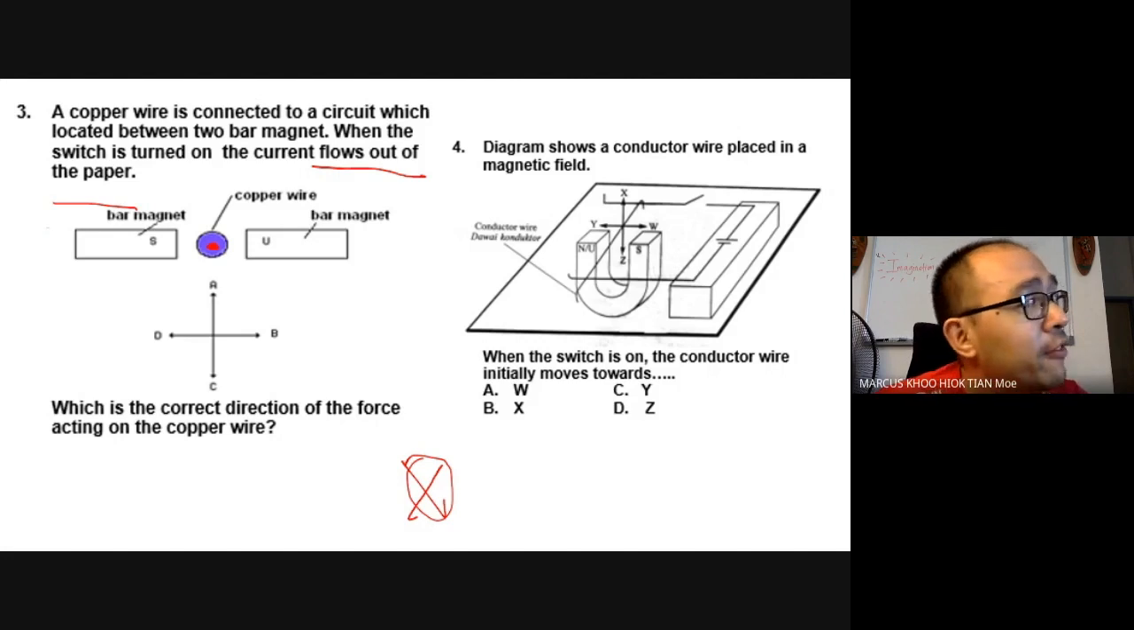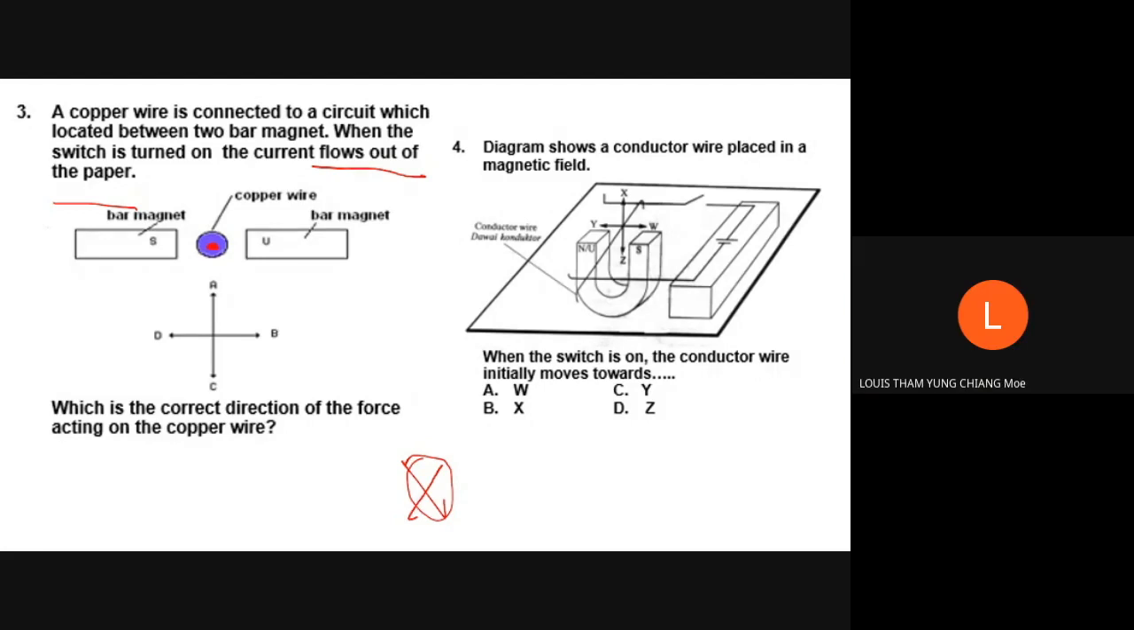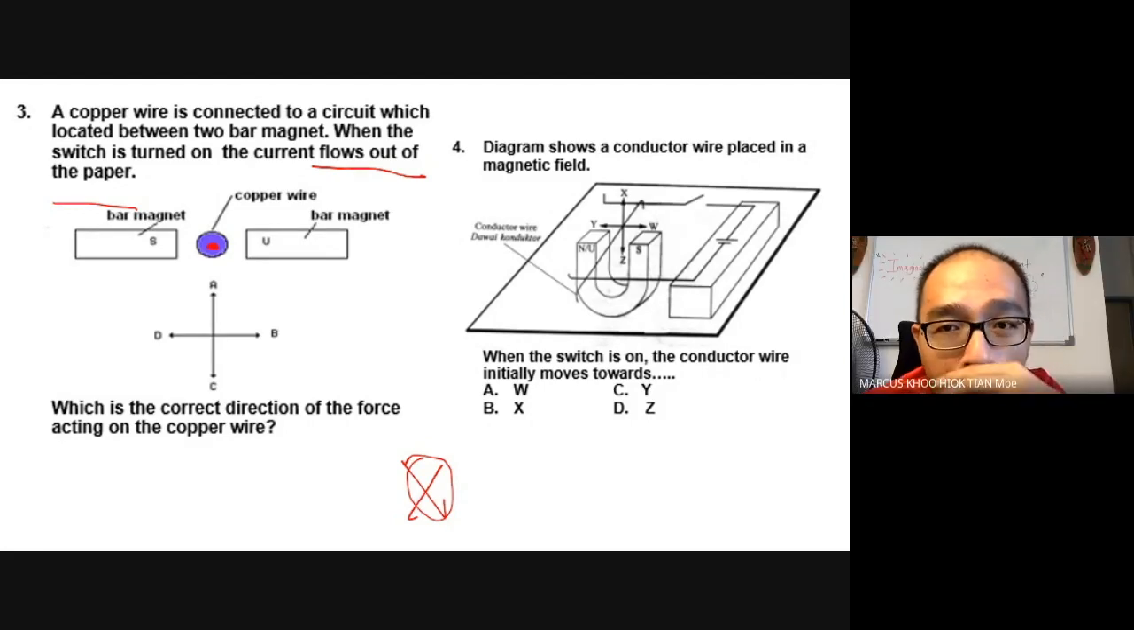Take out your left hand, everybody. Take out your left hand. But Louis, left? Are you sure it's going to go to the left? This thing can't go to the left, you know. It cannot move in the same direction as the magnetic field. So definitely left and right is out.